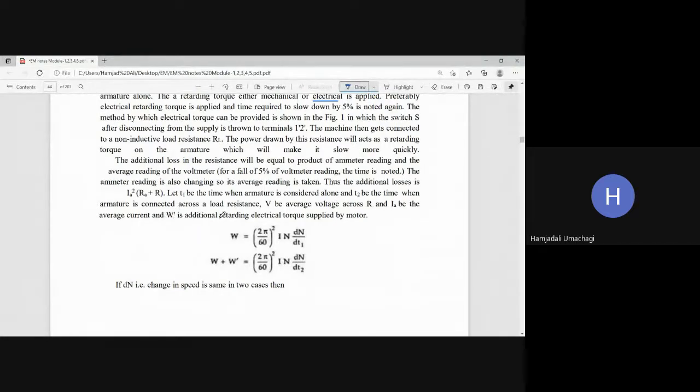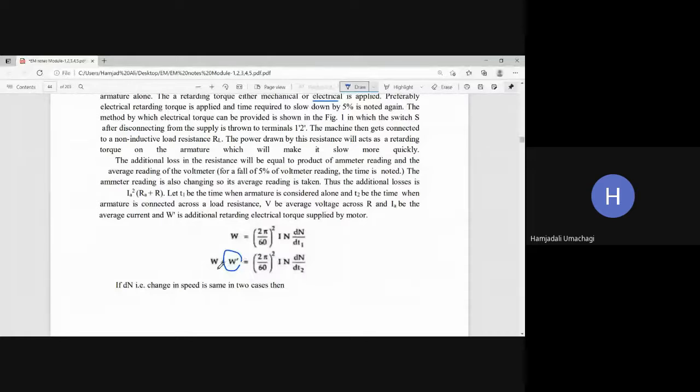And W' is what? The additional retarding electrical torque supplied by the motor. W' is the extra power loss which takes place at the electrical resistive element. Now, in this case, the well-known rotational loss equation is given by W equal to (2π/60) whole squared I N dN/dt1. After throwing the switch from the 1 and 2 position to the 1' and 2' position, further power loss takes place at the electrical resistive element. So that is nothing but W'.